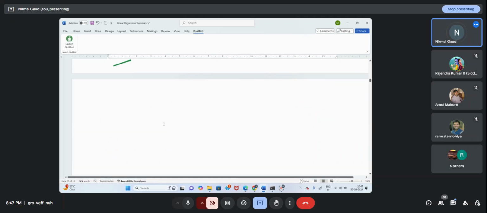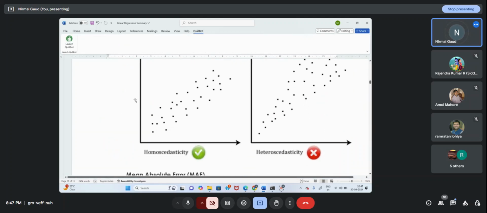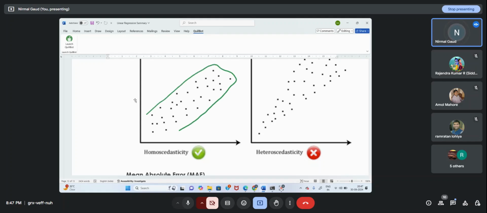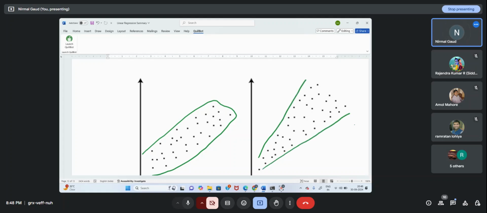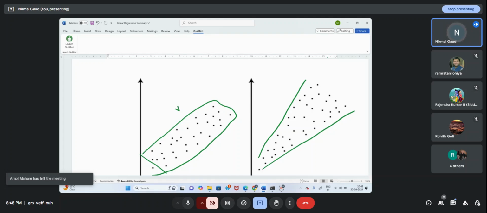All right, then here it is. See the distribution. This should be the distribution of the residuals. But this is hetero. The distribution is not the same. You can see it is expanding here. The distribution of the variance should be uniform like this.